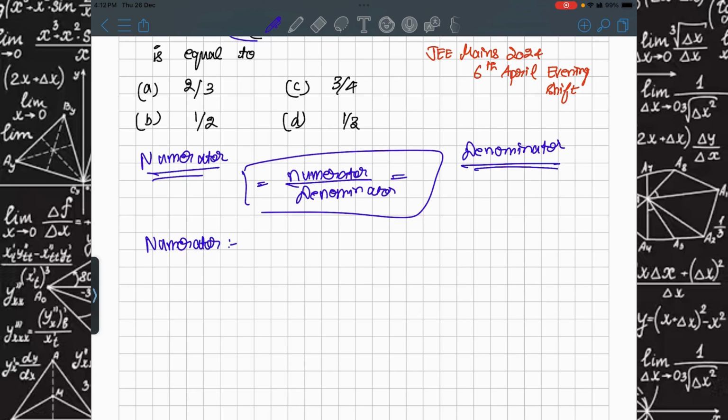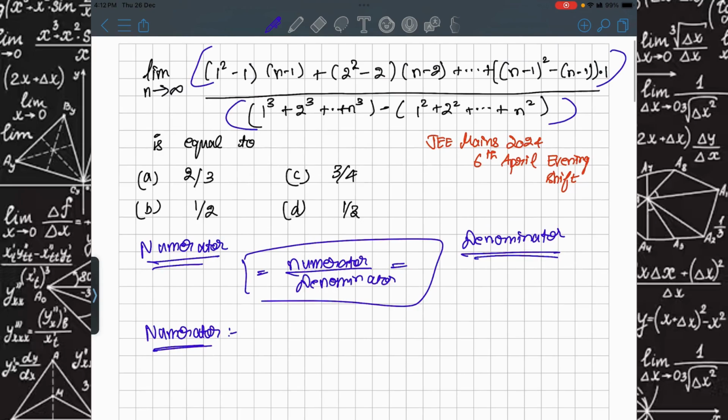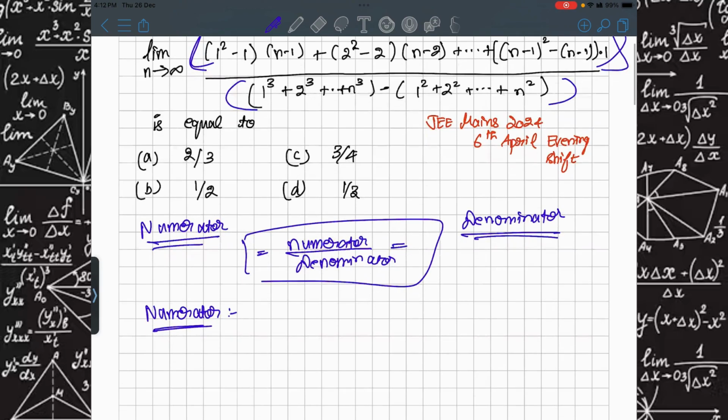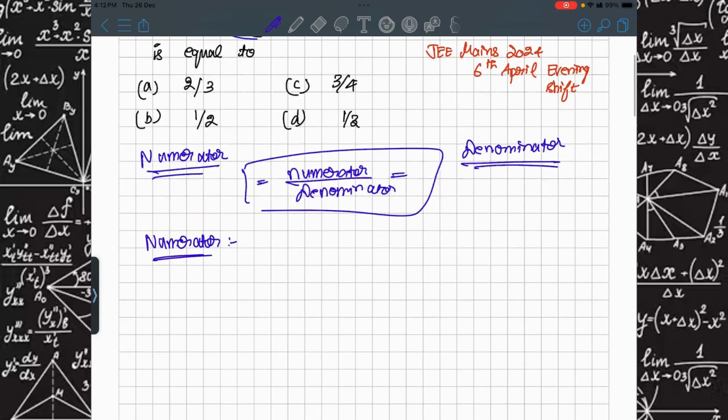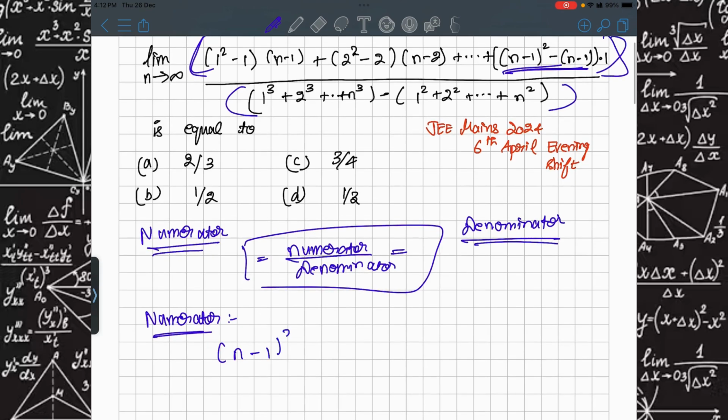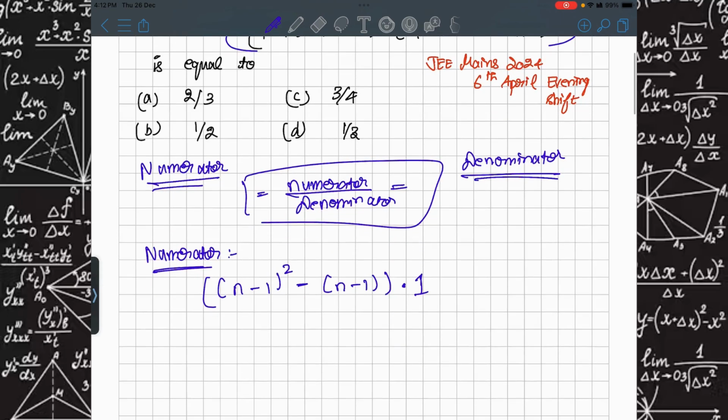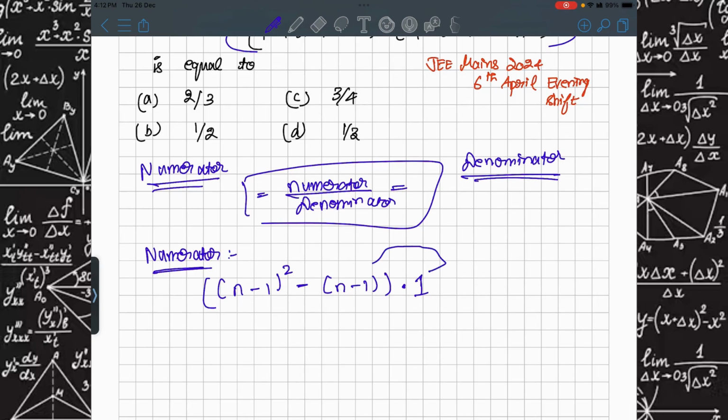Numerator. So here this is the numerator part, as I already told you. First let us convert this into the general form. The general form is already given here, so let me write that here: n minus 1 to the whole square minus n minus 1 times 1. You may be wondering why this 1 came here. Always convert that 1 into the n minus 1 form, so that we can arrive at a general form.